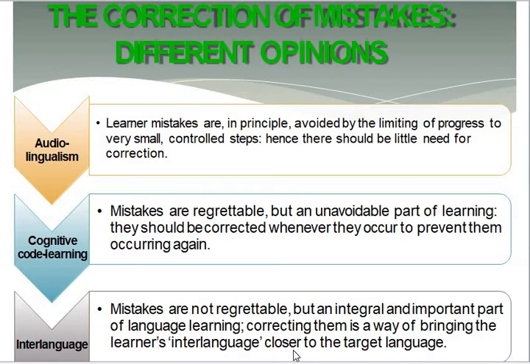According to them, mistakes are not regrettable, but an important part of learning the language. But what should be the purpose? The purpose should be to make correction in a way so that the learner improves and their interlanguage goes closer to the target language. So, we can summarize all these approaches: mistakes cannot be ignored. All those who are learning will definitely make mistakes. So, your purpose is to make correction in a positive manner.